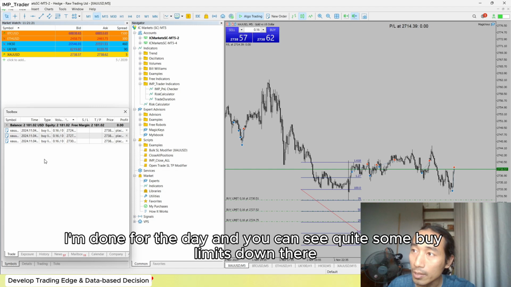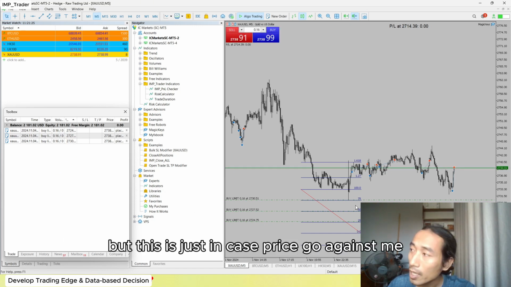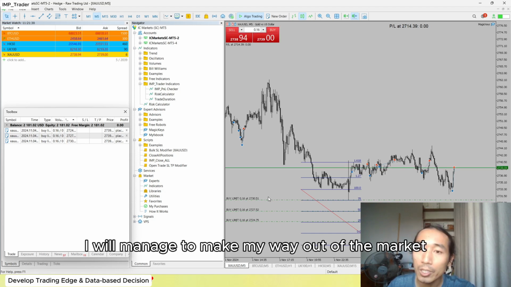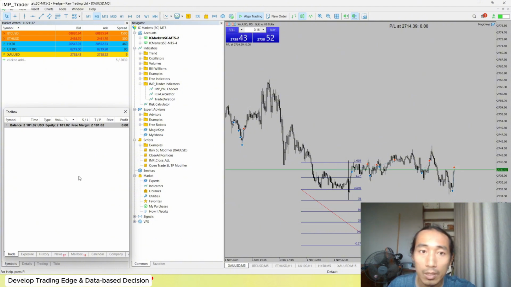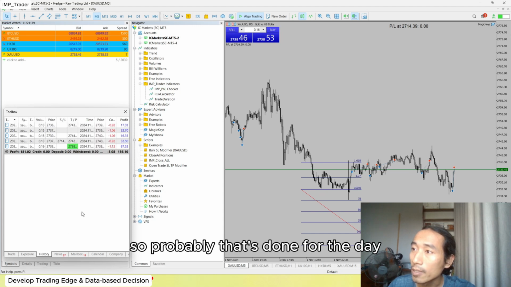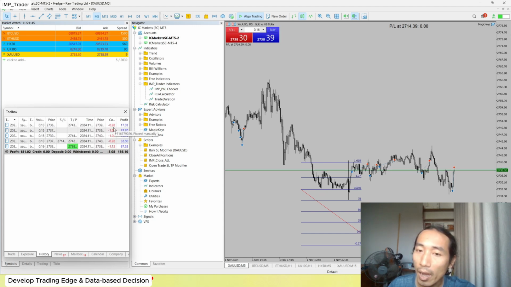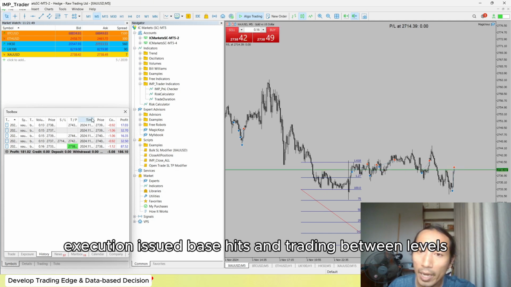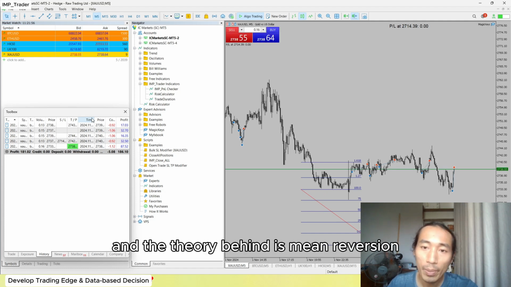And you can see quite some buy limit down there. But with this stop, just in case price goes against me, I will manage my way out of the market. So probably that's done for the day. It's kind of the mentality behind the execution, which is based on trading between levels, and the theory behind it is mean reversion.